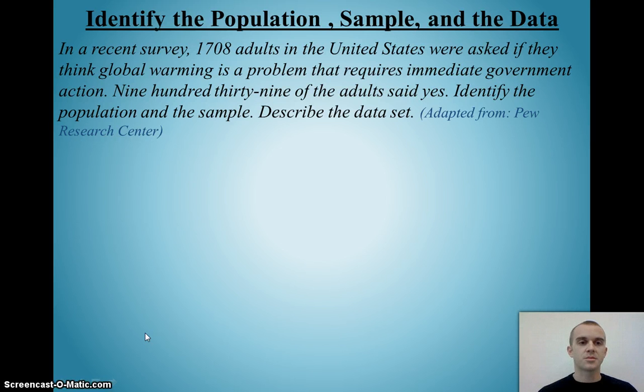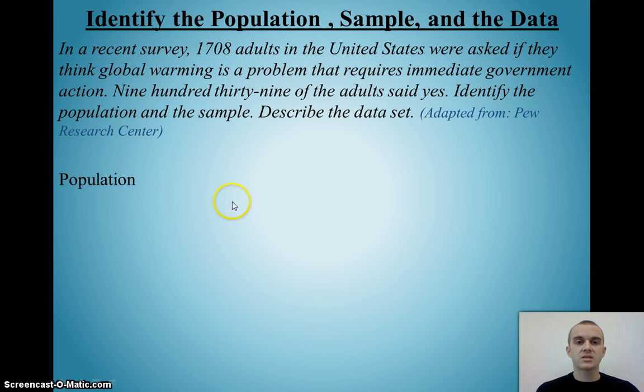So let's look at this problem. It says in a recent survey, 1,708 adults in the United States were asked if they think global warming is a problem and requires action. 939 said yes, and they want to know what's the population, what's the sample, and describe the data.